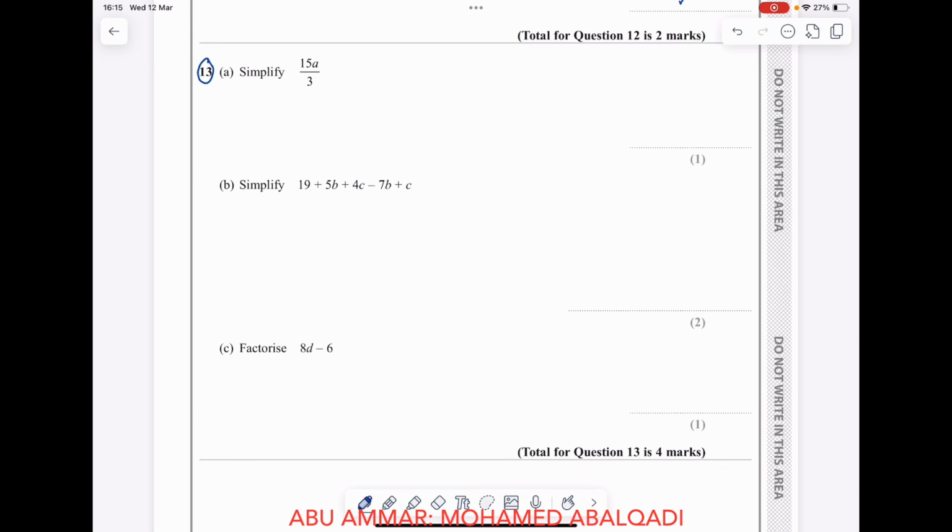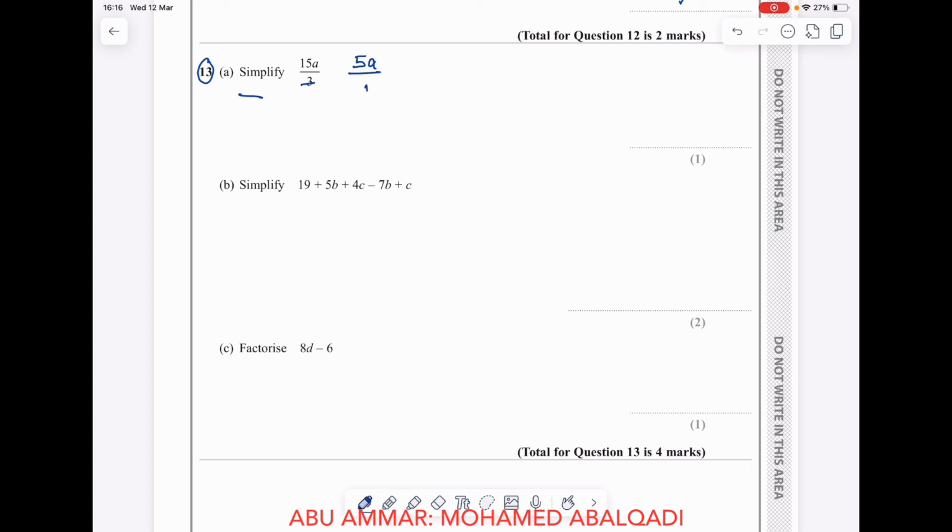For question 13a, we are given an equation 15a over 3 and we are asked to simplify this equation. So in order to simplify this equation, we need to find a number that divides exactly into the bottom number and the top number. So a number that divides exactly into the bottom number and the top number is 3. So when we divide the bottom number by 3, we get 1. And when we divide the top number by 3, we get 5.